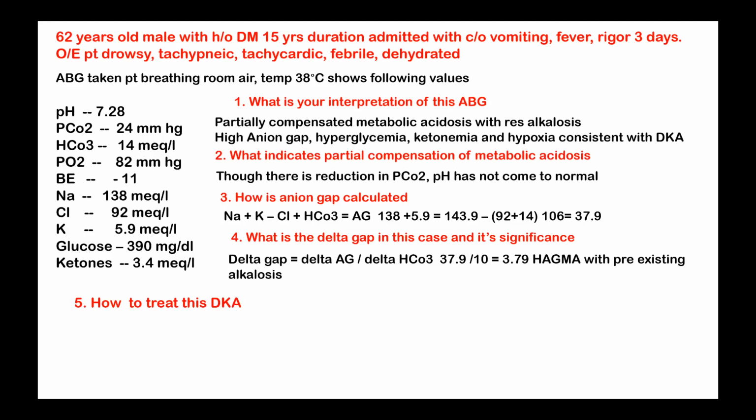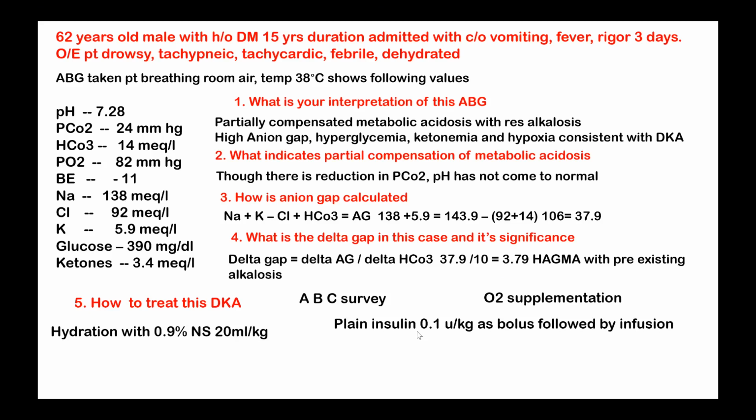How to treat DKA? First, IV fluids, normal saline, 15 to 20 ml per kg. Then insulin infusion at 0.1 units per kg. Then potassium correction. Then bicarbonate, sir, if pH is less than 7. So first ABC survey, oxygen supplementation, hydration with saline, plain insulin 0.1 per kg bolus followed by infusion. Check potassium from the second hour and treat if it is below 3.5. That is all the steps you have to do.